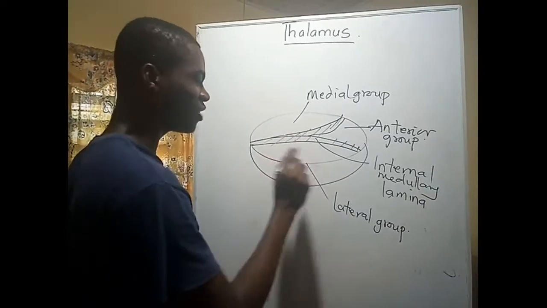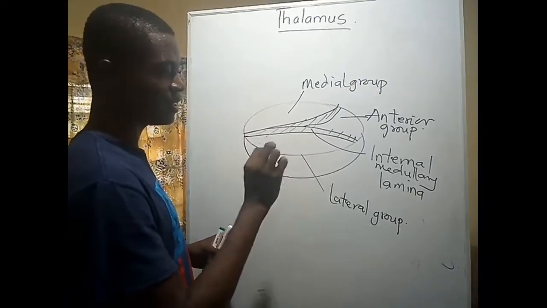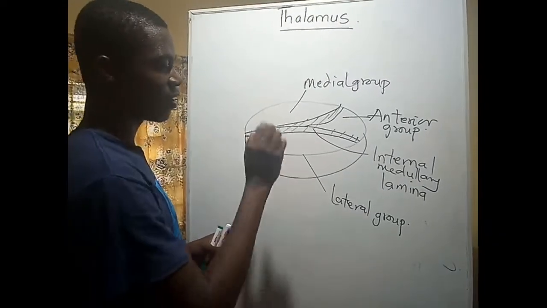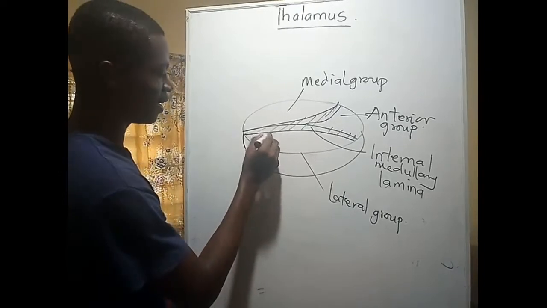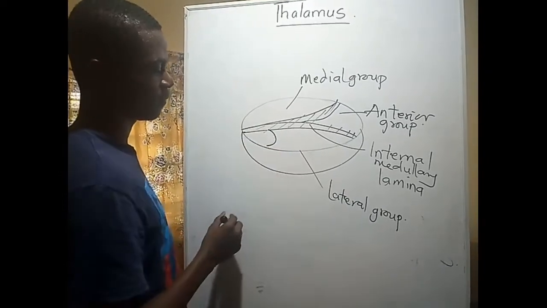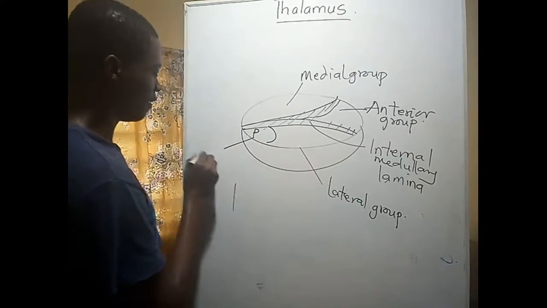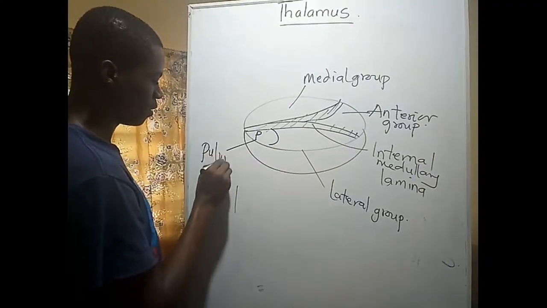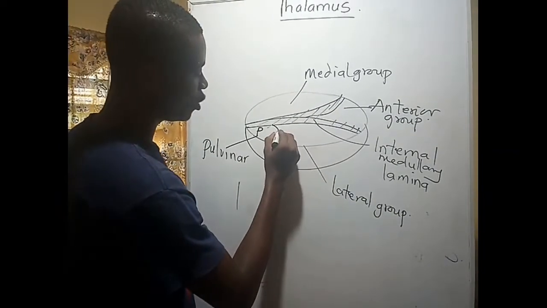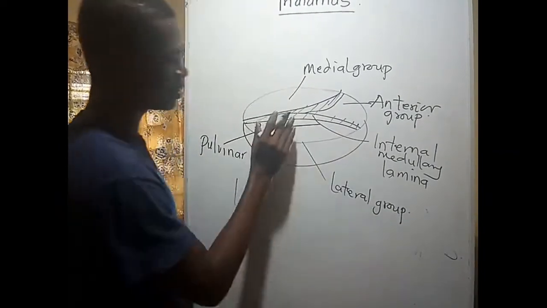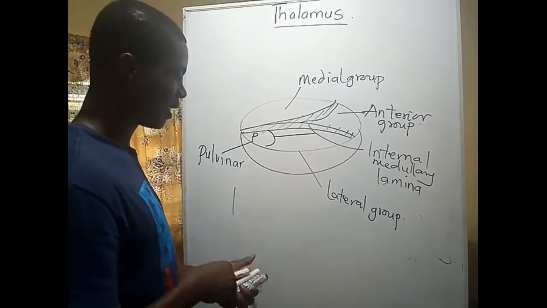Now, the lateral group is subdivided, and usually I use this easy way of recognizing the various groups. Just know that at the posterior part we have the pulvinar. Okay? So P for pulvinar. Good. Now, then we have a dorsal tier of nuclei. So we have a dorsal tier.